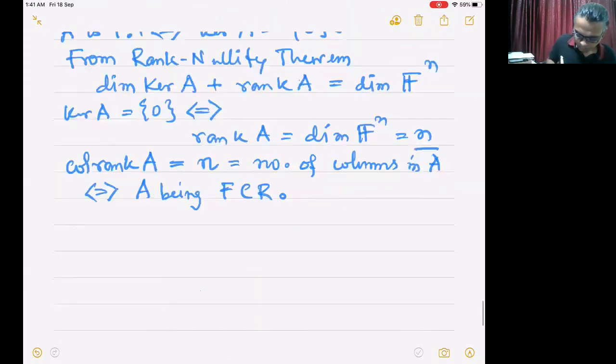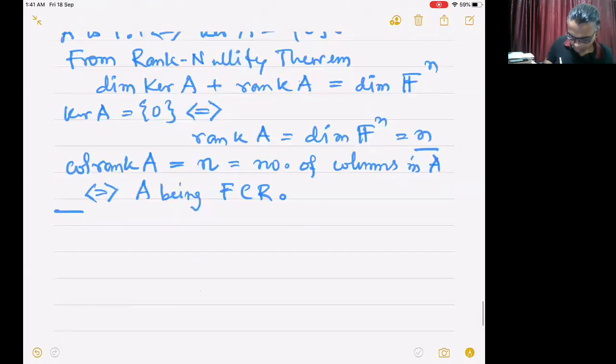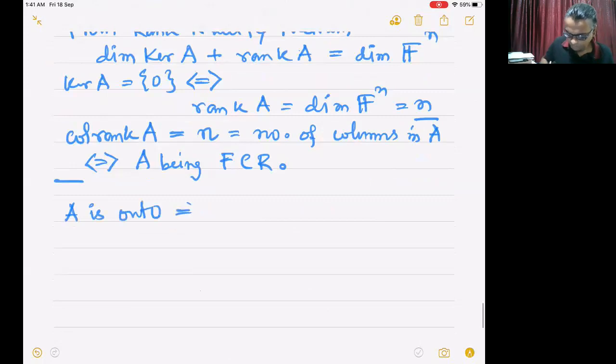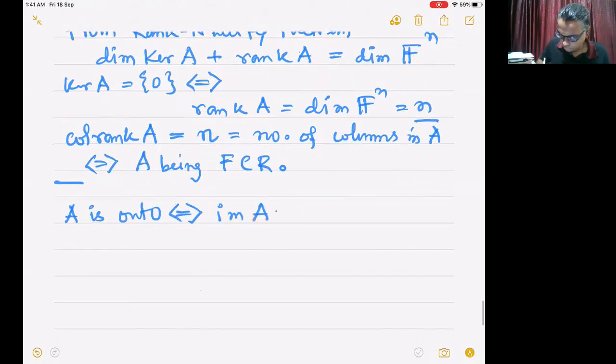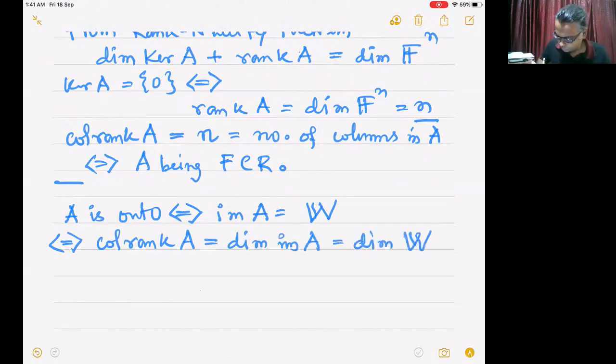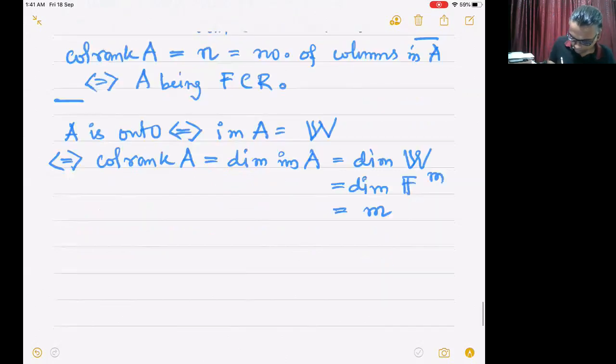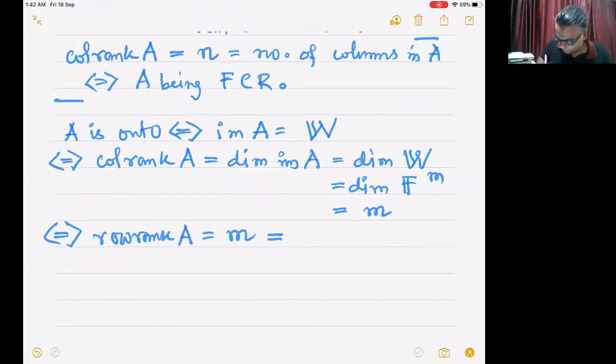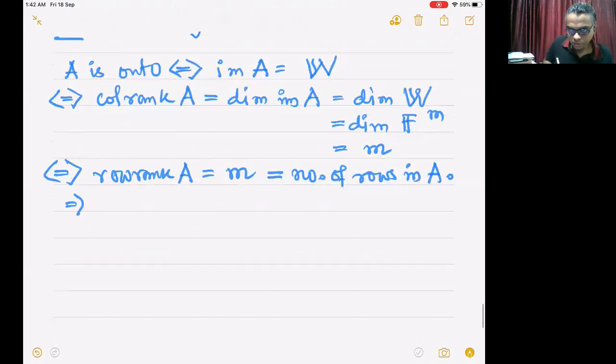Okay. Similarly, A is onto if and only if image of A is equal to the whole of W. This is if and only if column rank of A, which is equal to dimension of image of A, must be equal to dimension of W, because image of A is all of W, but here W is F to the M. This is equal to M, but we know that row rank is equal to column rank, so this implies row rank of A is equal to M, but M is the number of rows in A, which means this is the condition we call A being full row rank.